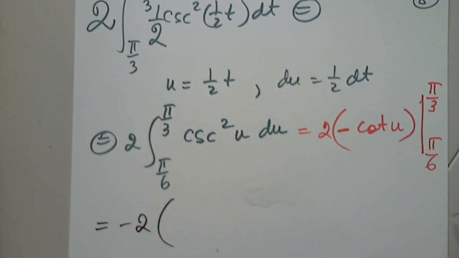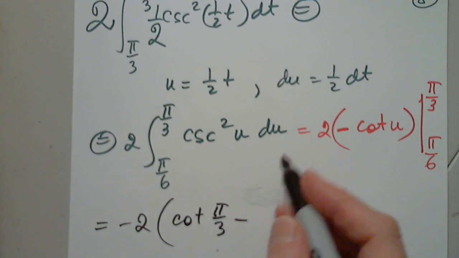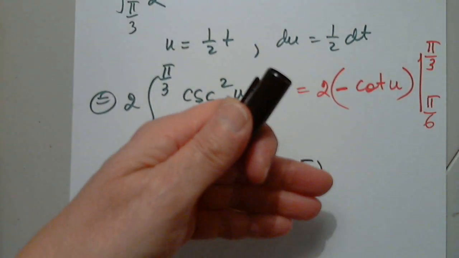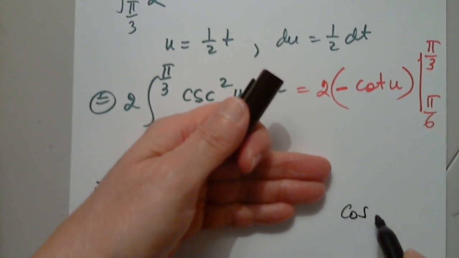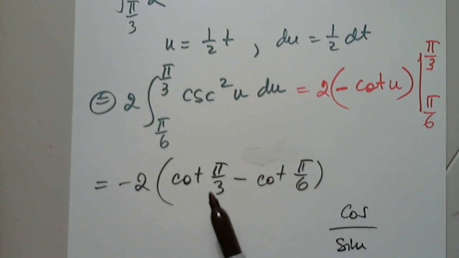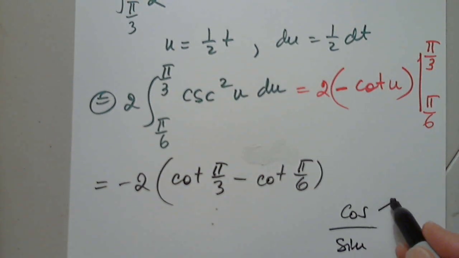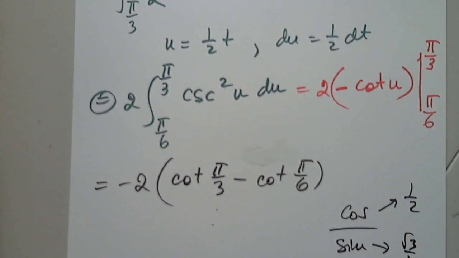Negative 2. I plug in pi over 3: cotangent pi over 3 minus cotangent pi over 6. I always tell my students don't bother with cotangent, because cotangent is cosine over sine. So for pi over 3, cosine pi over 3 is 1/2, and sine is the square root of 3 over 2.